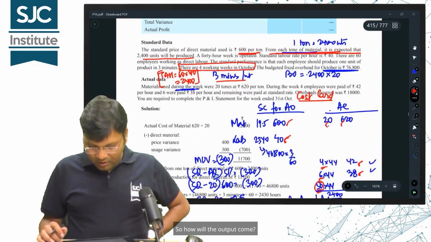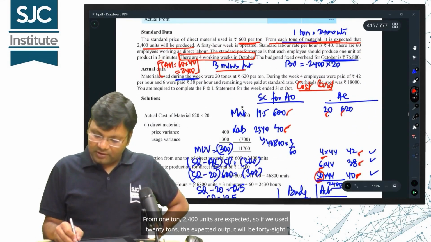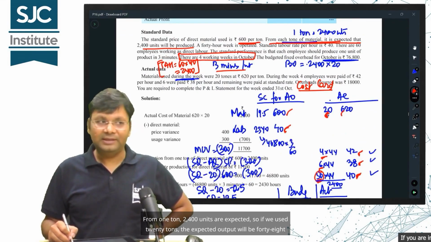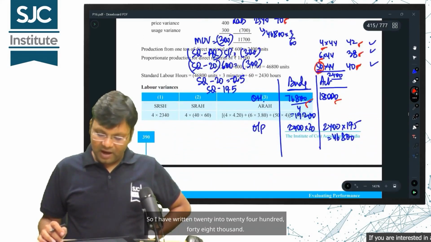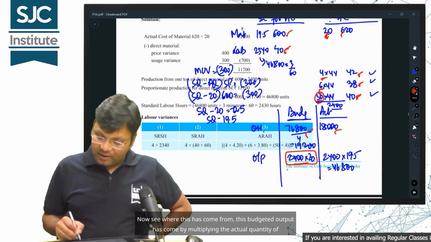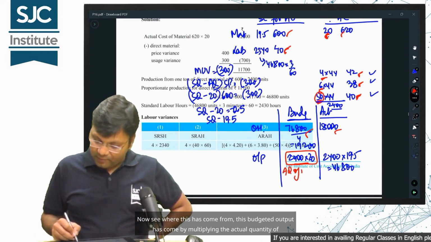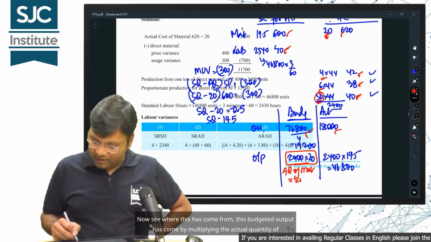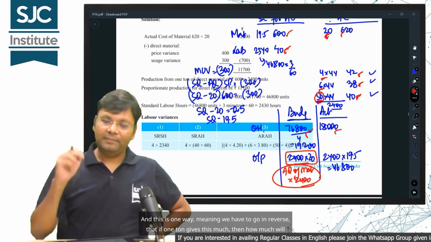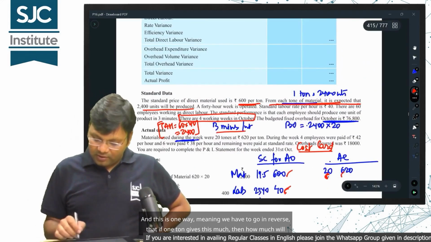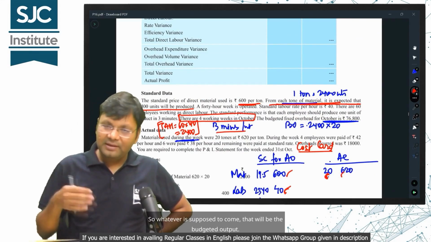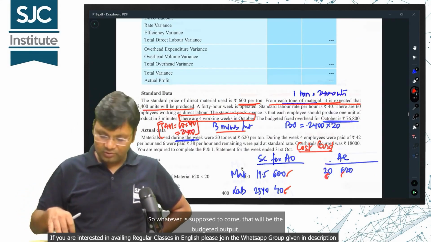So how will the output come? From 1 ton, 2,400 units are expected. So if we use 20 tons, the expected output will be 48,000. So I have written 20 into 2,400, 48,000. Now see where this has come from. This budgeted output has come by multiplying the actual quantity of material by 2,400. And this is one way, meaning we have to go in reverse, that if 1 ton gives this much, then how much will 20 tons give? So whatever is supposed to come, that will be the budgeted output.